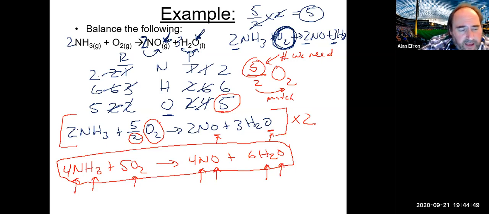The properly balanced equation is the one in the box on the bottom, the one that has all whole numbers. So they have to all be whole numbers when you're all said and done.